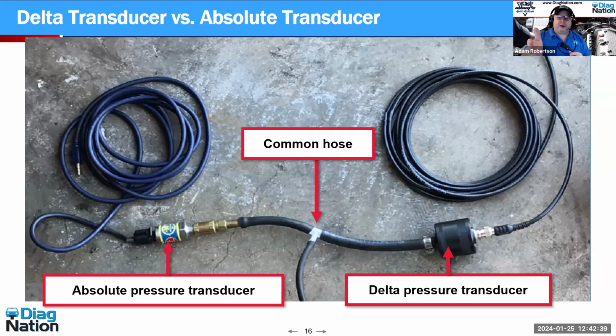And of course, the picture I'm using here, and I've got to give some credit, Brandon Steckler actually put this together, and I promptly stole it from him and told him I was stealing it because he did the work on this. But it's a beautiful representation of the difference between an absolute pressure transducer on the left and a delta pressure transducer on the right. So what we've done here is we've got a common hose coming into a T. I've got my absolute and I have my delta.